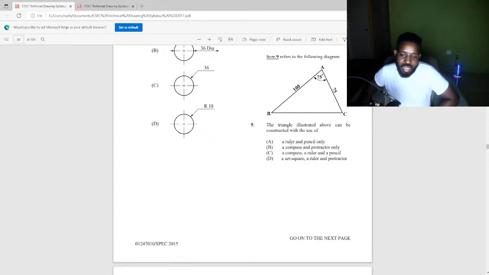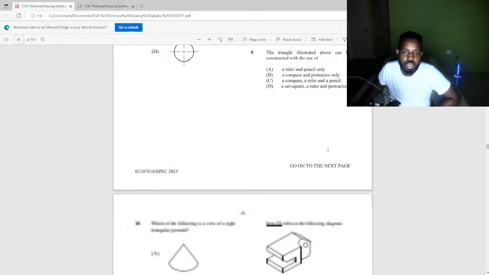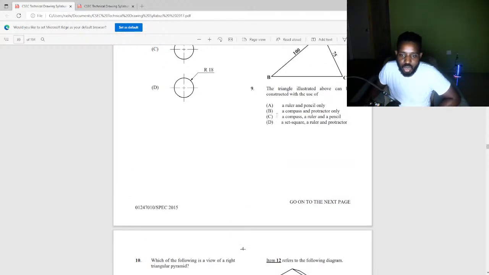All right. A says a ruler and a pencil only. D says a compass, a ruler, and a pencil. You need the compass as well to scribe the arcs. So the answer would be C. You need a compass, a ruler, and a pencil. All right, good. So that would be number 9. Number 9 would be C, a compass, a ruler, and a pencil.